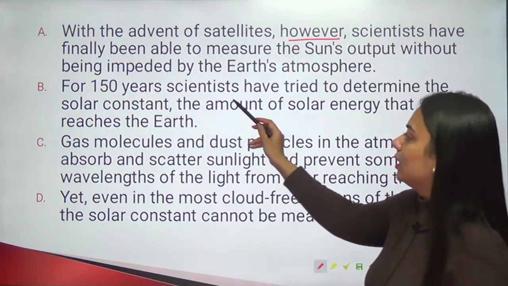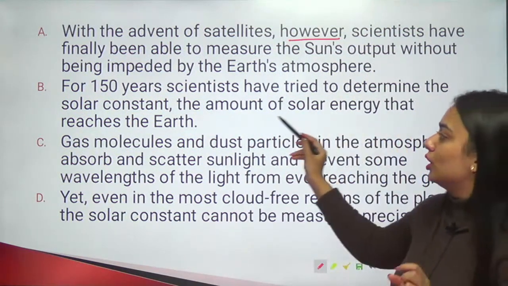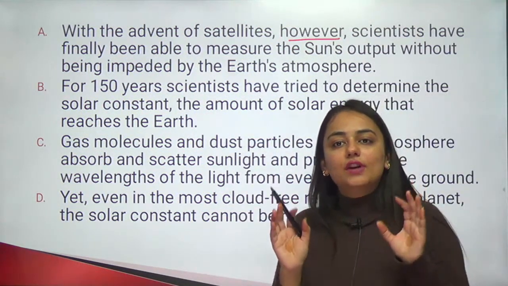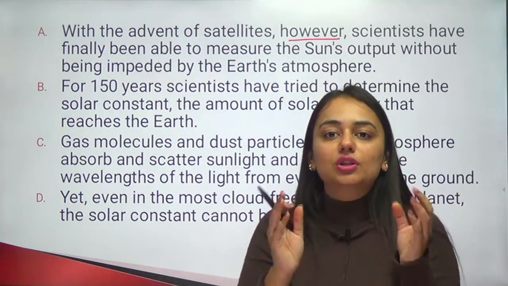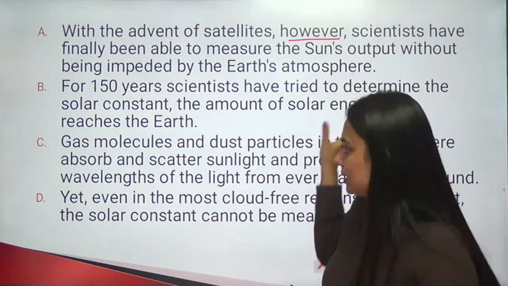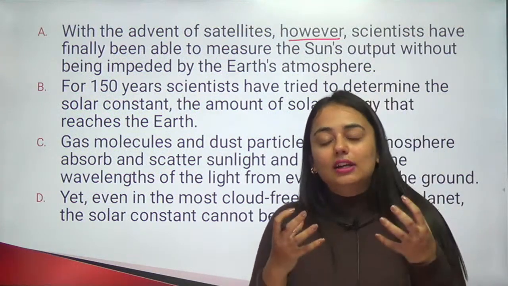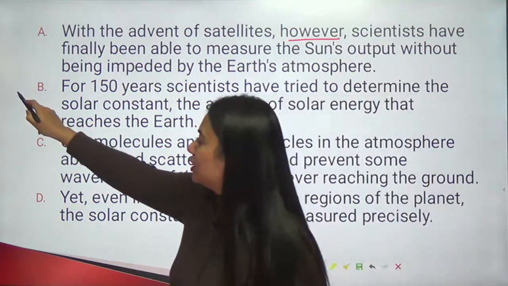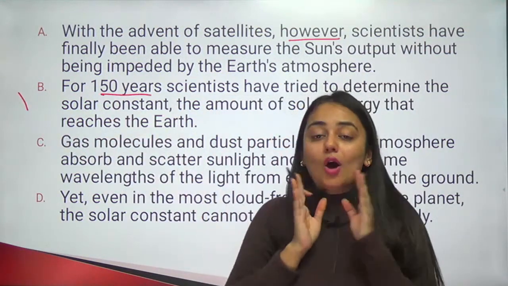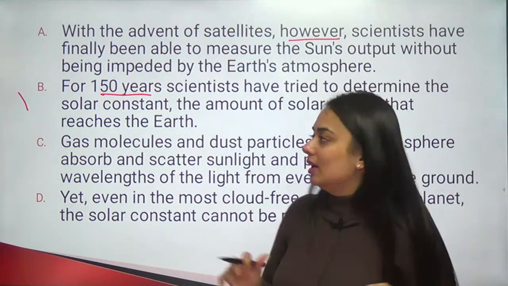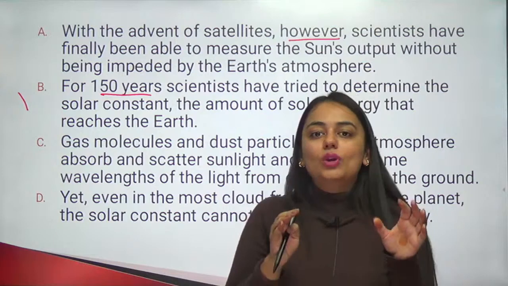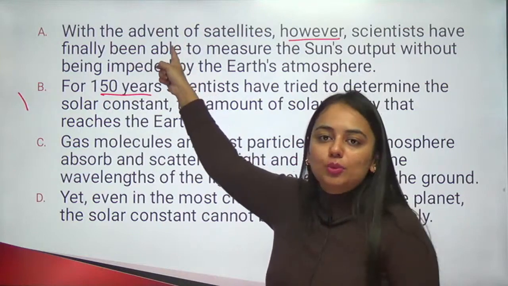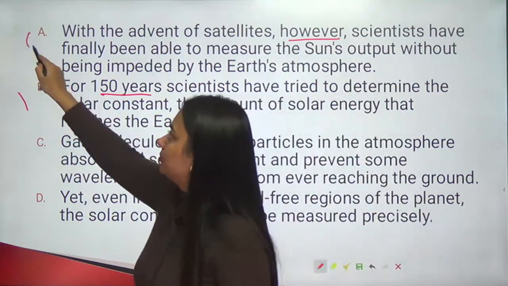For 150 years, scientists have tried to determine the solar constant, the amount of solar energy that reaches the Earth. Isn't that a very general and opening kind of sentence, which is introducing to us that the thing being discussed in this particular passage is scientists trying to determine the solar constant? So this should be the first sentence. Moreover, it's talking about how many years we've been trying to do this now. A was saying that now we have finally been successful at doing so. So obviously this is going to be the last sentence and this is the opening sentence.